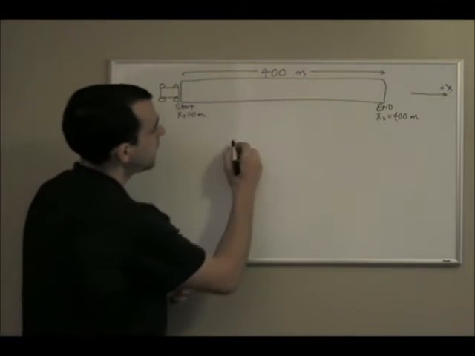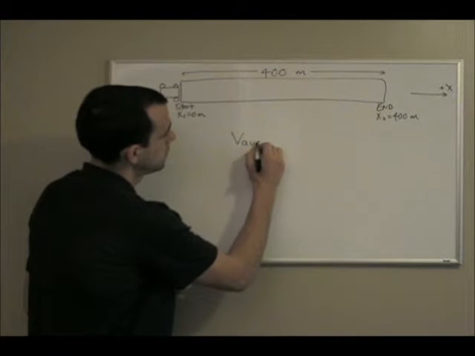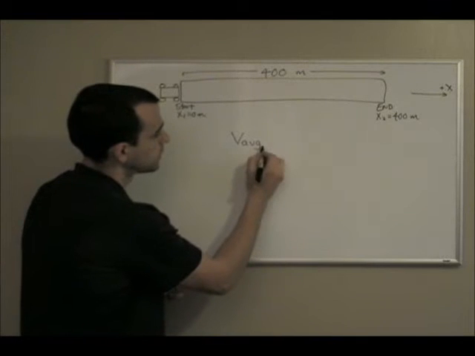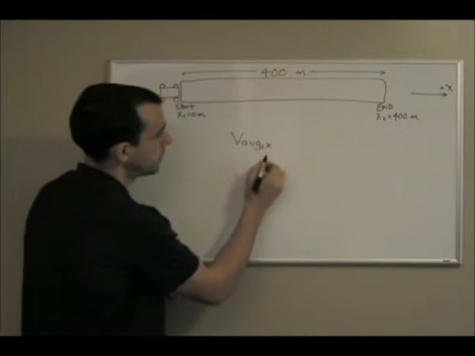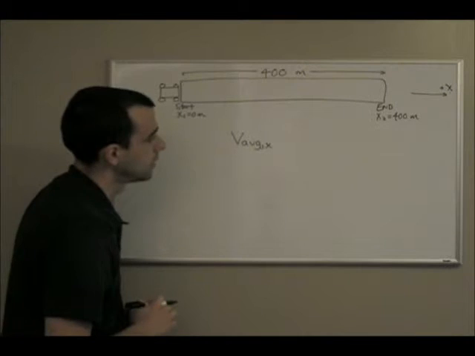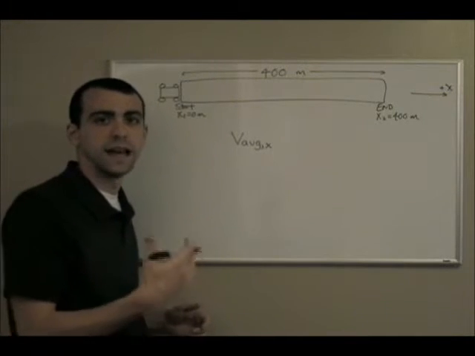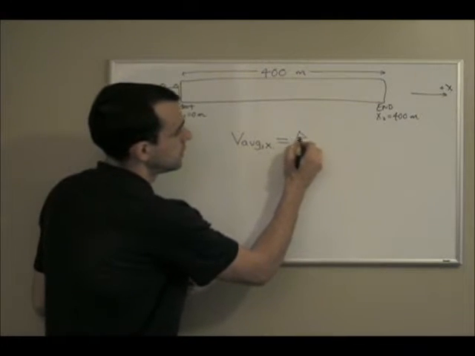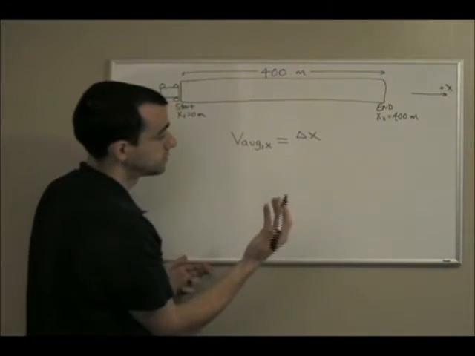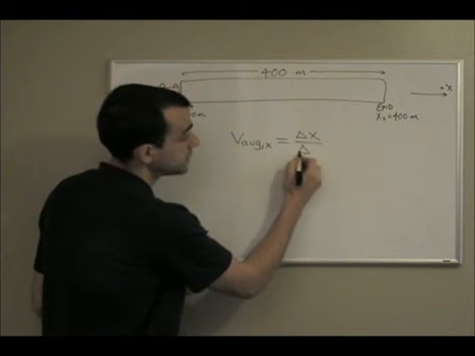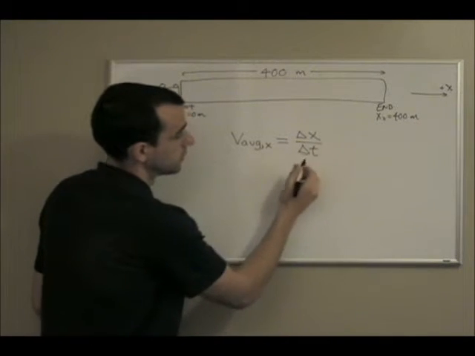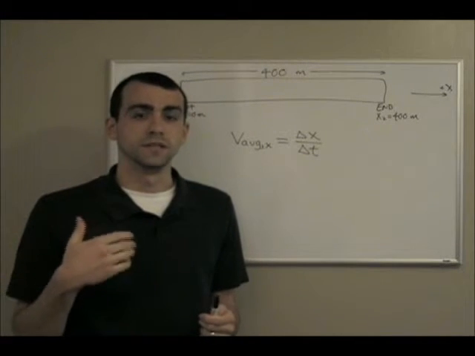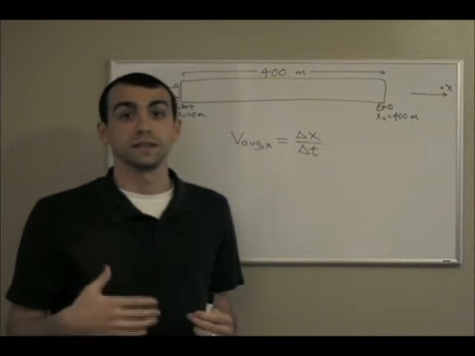When we say average velocity, this is V for velocity and AVG for average. Remember we're traveling down the x-axis, so I'm going to put a subscript of x too, and that defines the average velocity in the x direction. We'll define this as the change in x, or the displacement in x, divided by the change in t, or the change in time. So average velocity is the displacement, or the change in position, divided by the change in time.